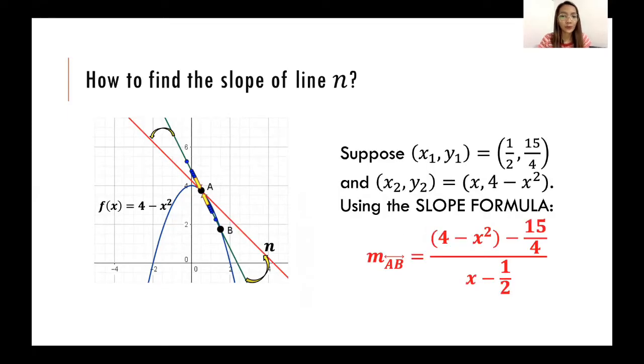Okay, so suppose x sub 1, y sub 1 is equal to 1/2 and 15/4, and x sub 2, y sub 2 is equal to x and 4 minus x squared. Using the slope formula, of course, we are going to use the slope formula. We have m sub line AB is equal to the quantity 4 minus x squared minus 15/4 over x minus 1/2.